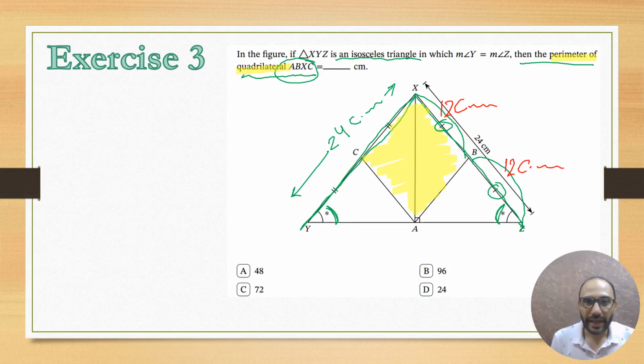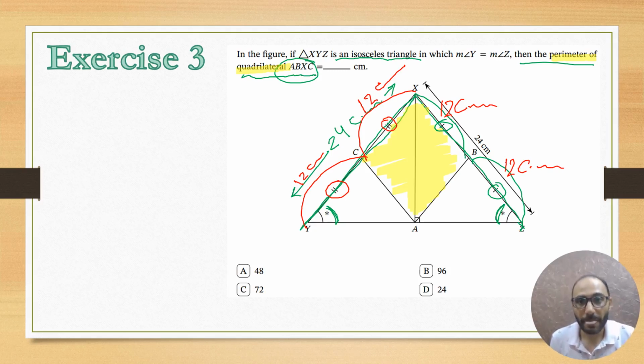On the opposite side, XY is the same. XC equals XY. You see the sign of inequality here. That means this is also 12 centimeters and this is also 12 centimeters. So go back to theorems that we studied in Prep 2, the second year of the preparatory stage.